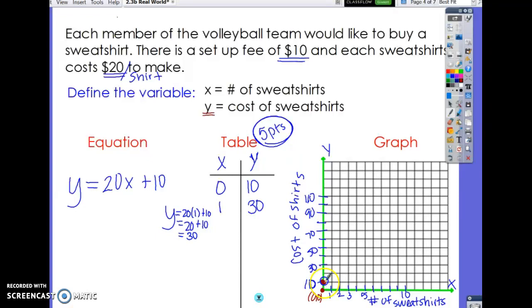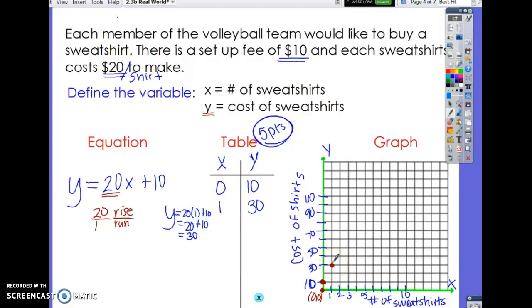So right here, that's my y-intercept. I could use my slope in order to keep graphing. So my slope over here is 20. Well, I want to make that a fraction, so 20 over 1 tells us that our rise, we're going to go up $20 each time, and our run, we're going to go over 1 sweatshirt. So I go up 20 and over 1. Notice how now I have the point (1, 30). That matches the point we found algebraically in our table.